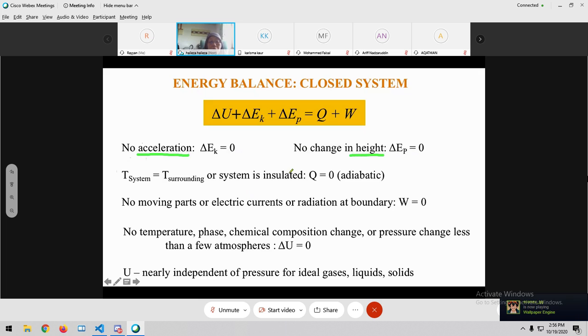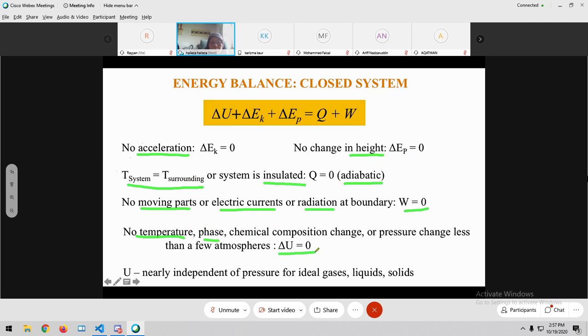When the temperature of the surroundings and the temperature of your system are the same, or your system is well insulated, that means it is adiabatic, and Q is equal to 0. When there are no moving parts, no current flowing, no radiation, work W is 0. With no temperature change and no phase change, your internal energy change is equal to 0. So internal energy is normally in terms of temperature.